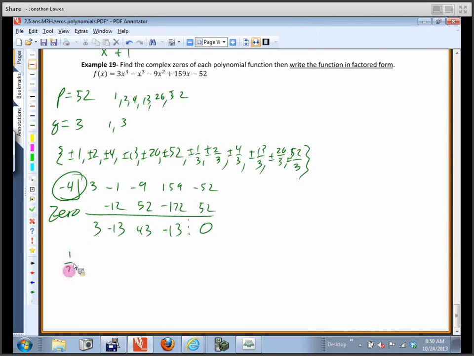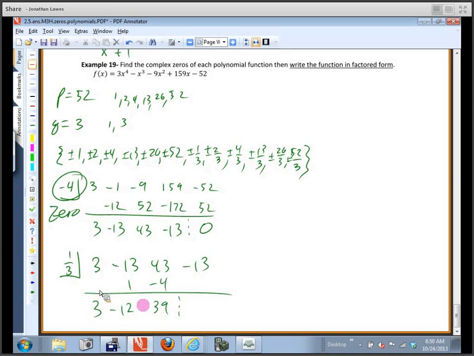So let's do 1/3 in the box, 3, -13, 43, and -13. And let's see what we get here. We better end up with a 0. So this is a 3. 1/3 times 3, 1. And look how nicely this works out. Every one of these is going to be multiples of 3. So that's going to be a -4. So that's going to be a 39. That's 13, and that's a 0. So this is also a 0.